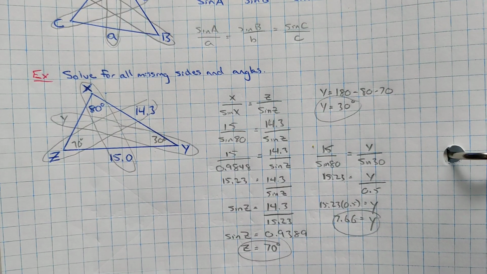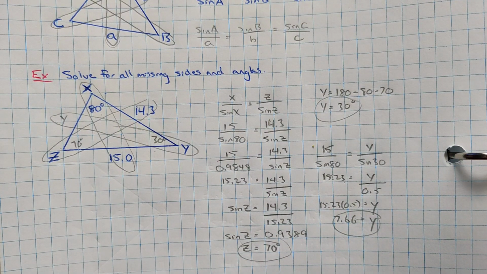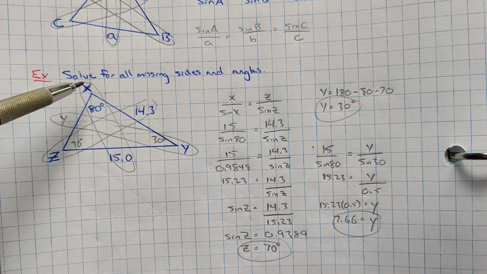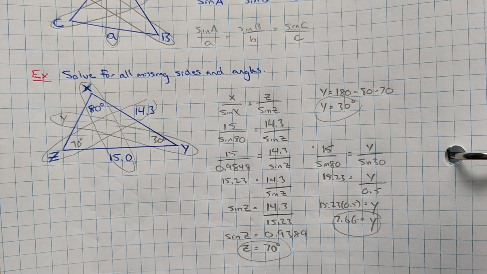I've now solved for all of the missing sides and angles. So that's the sine law. You're just picking matching sides and angles and then doing some cross multiplying and rearranging the equations with a little bit of algebra.